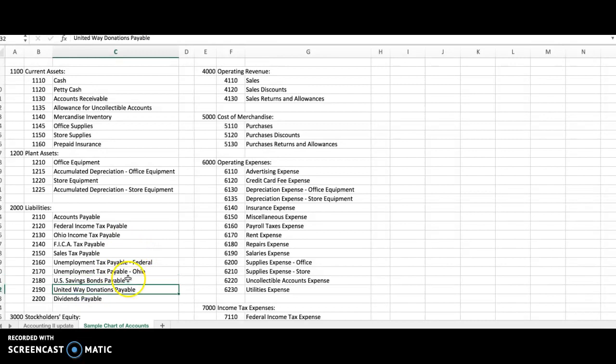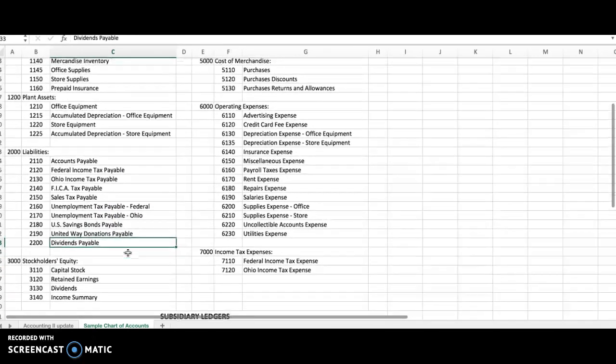Same way here. The employees want to donate to United Way. This is an optional thing for the employees. So we have an account called United Way Donations Payable. So we deduct money from their paychecks and then contribute to United Way on their behalf. Dividends payable, this is a corporation, so we have to deal with something called dividends payable, and we'll take a look at that in the near future.